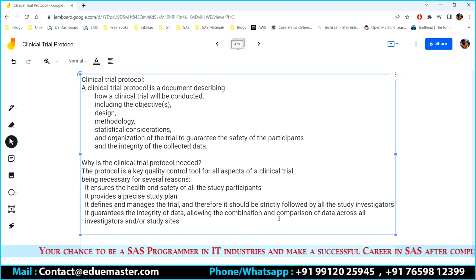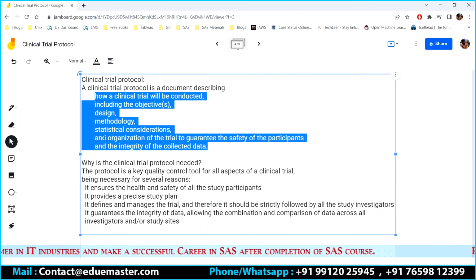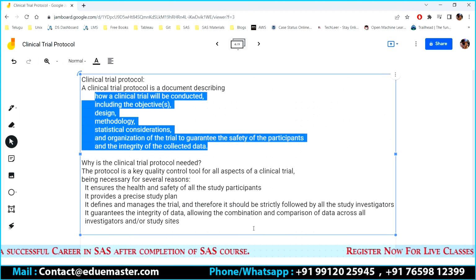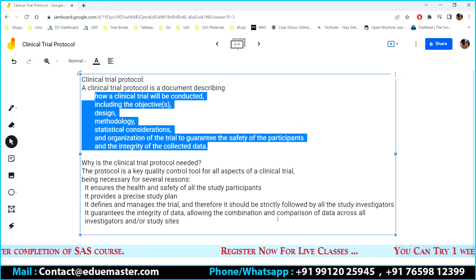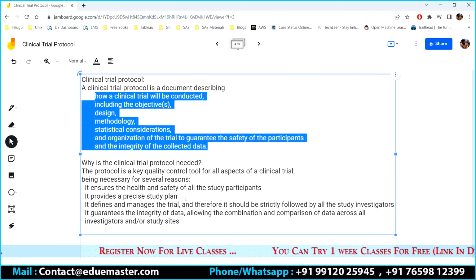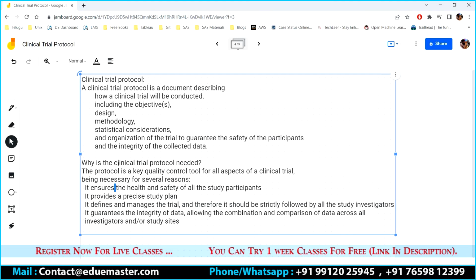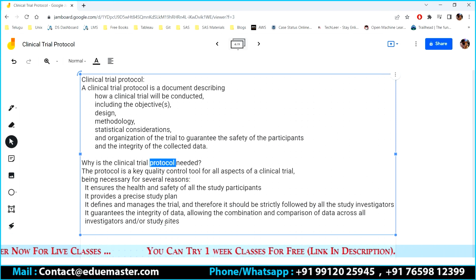Which is nothing but the quality control only, right? So since the protocol has all these parameters, if I follow these parameters as is, I can 200% ensure that our quality is going to be good, or the outcome is going to be good. Correct? Again, the same thing. So what is this clinical trial protocol document going to prescribe, or what is it going to ensure?